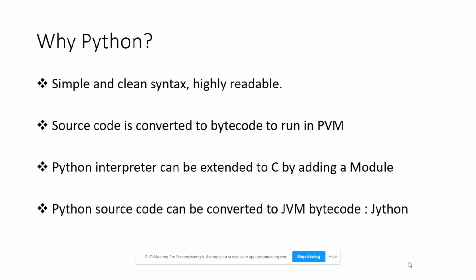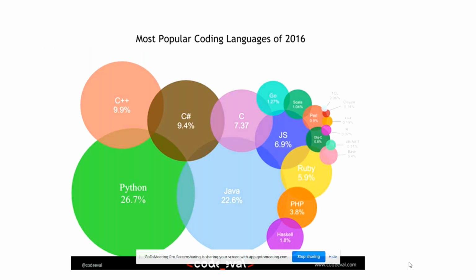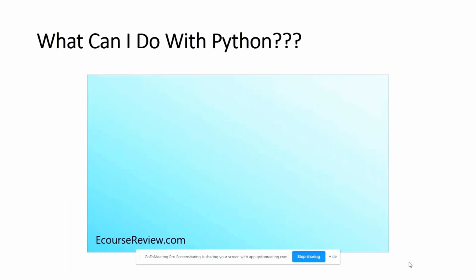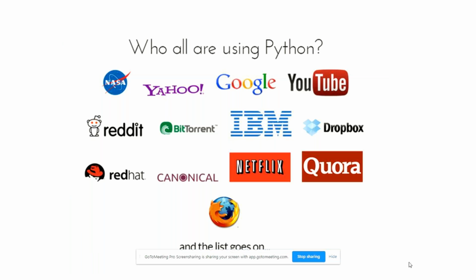And this is the statistics of 2016. If you take it for 2018, it will have much more significance, where you can see the popularity of Python is about 26.7 percent, and you can see the main technology gains using Python.